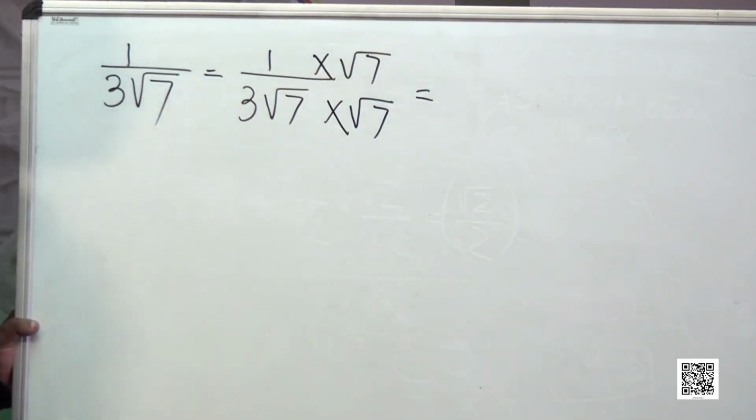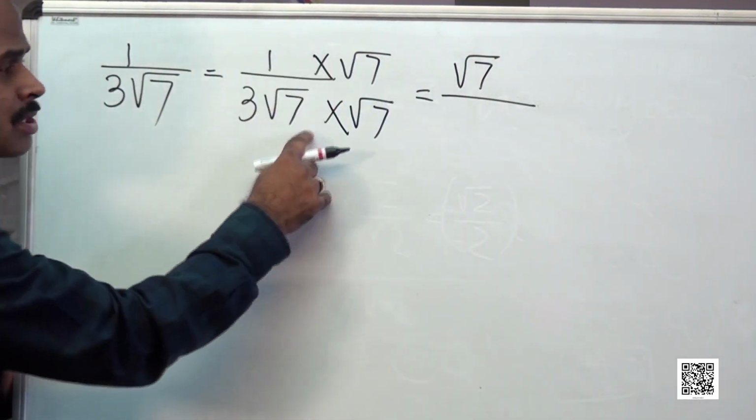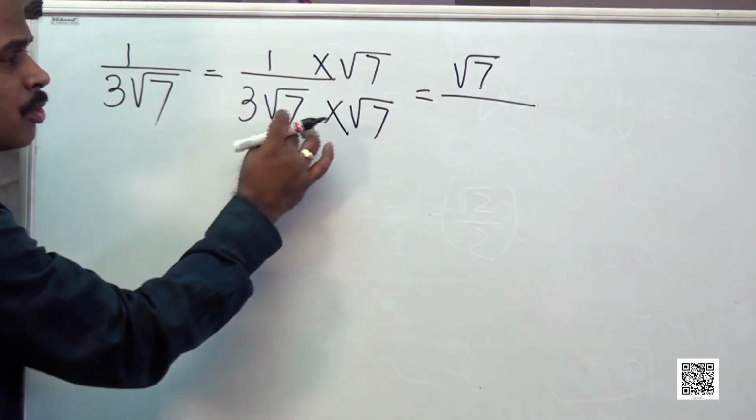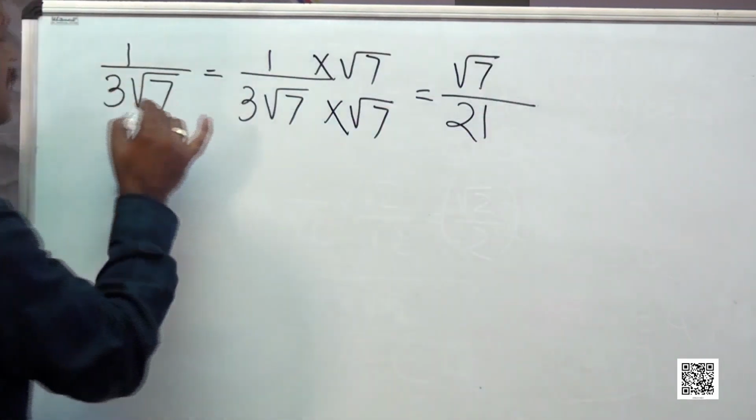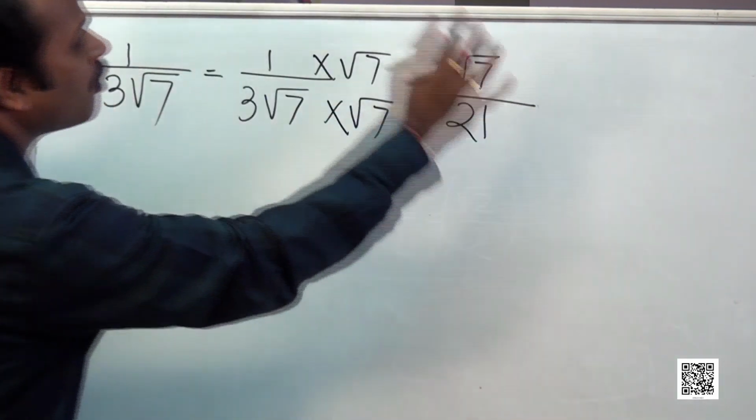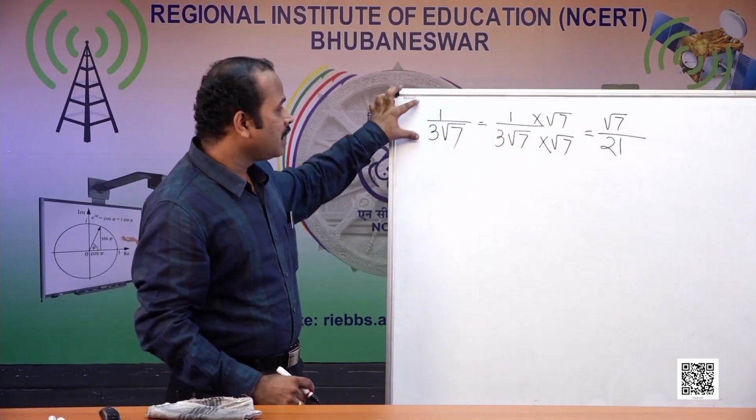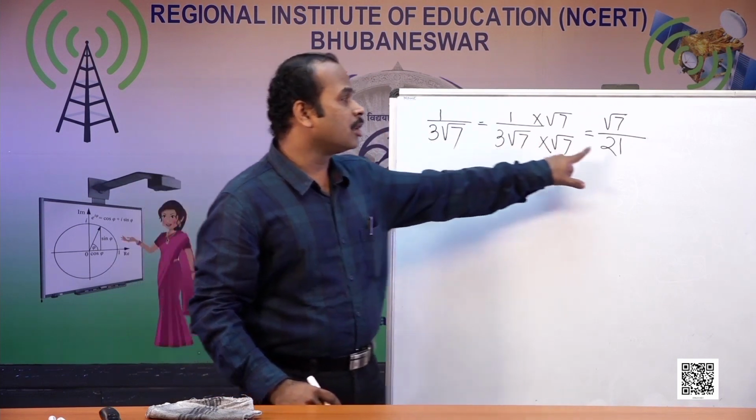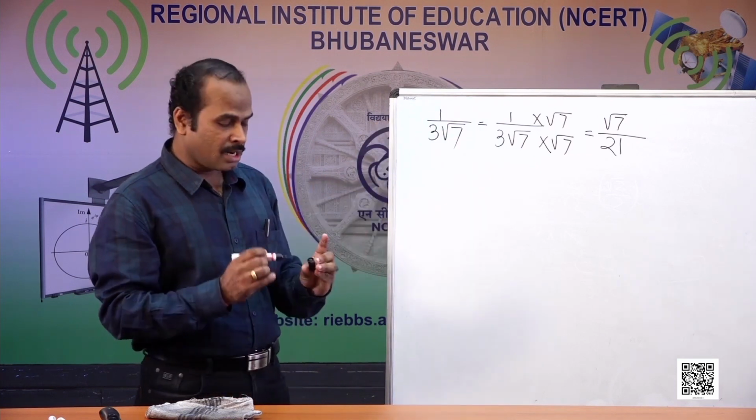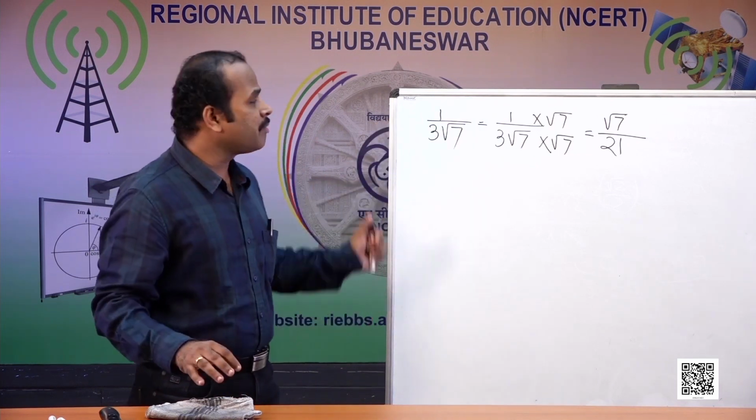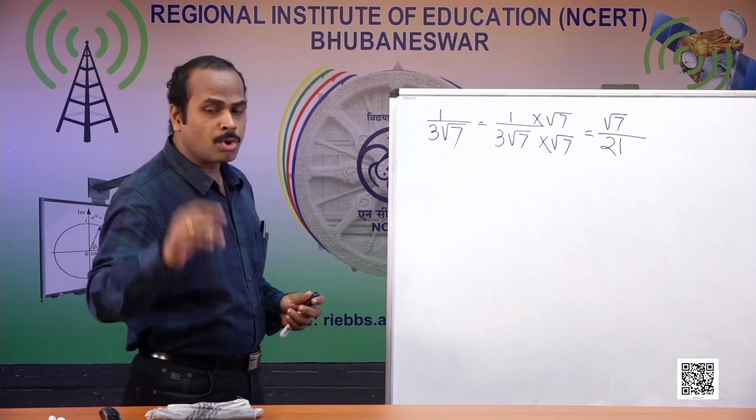So this will give us root 7 into 1 is root 7 in the numerator, and 3 root 7 into root 7 is root 7 into root 7 becomes 7, and 7 into 3 becomes 21. This expression is now converted into root 7 by 21. Here the difference is that both of their values are equal, but in one the denominator is irrational and in the other the denominator is rational. This is the difference. We have to make this denominator rational. There are different types of rationalizing factors according to the denominators we have seen.